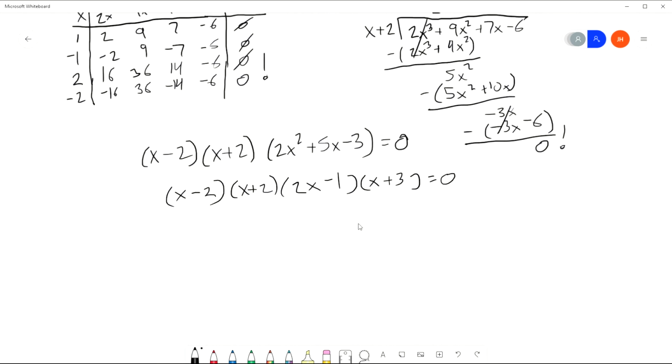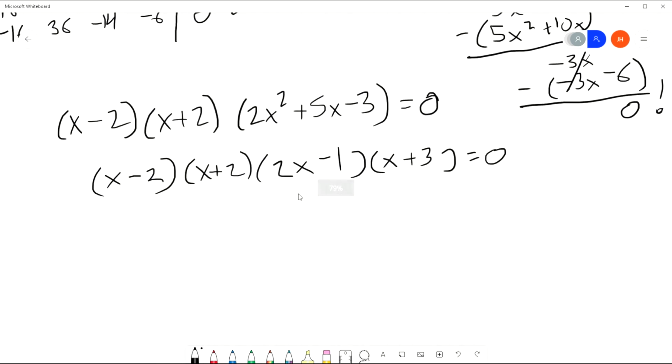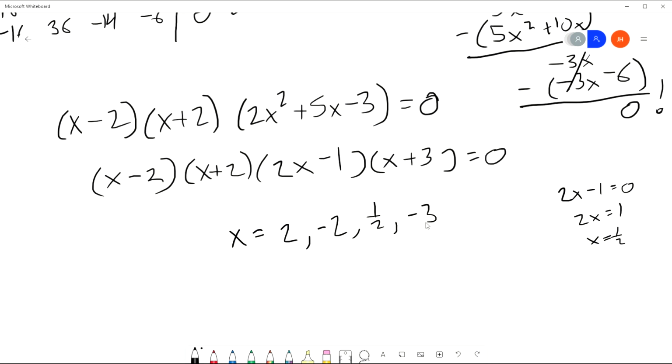And what do you guys know? Look, now that it's all factored, I can solve it. So what are the solutions? Well, it would be x minus 2 equals 0. That's x equals 2. x plus 2 equals 0. That's x equals negative 2. 2x minus 1 equals 0. I add 1 to both sides, divide by 2, get x equals 1/2. And x plus 3 equals 0, so x is negative 3.